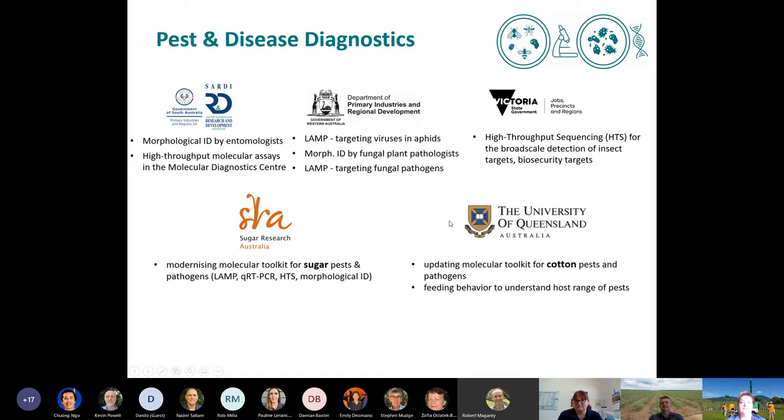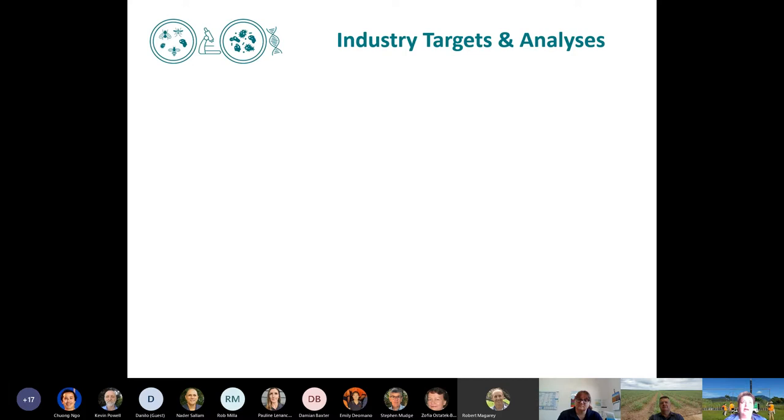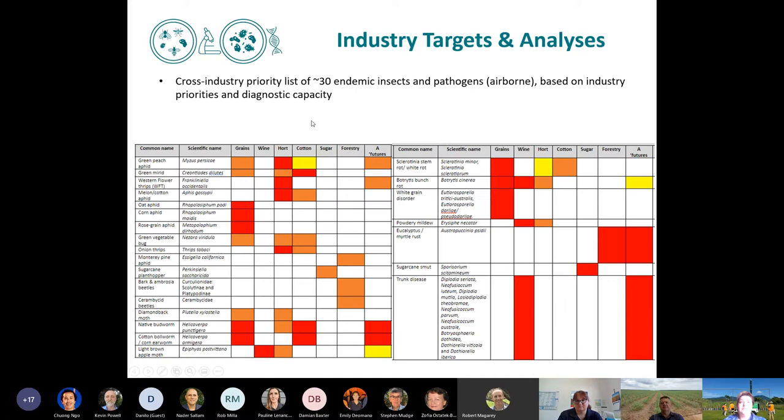So AusVeg, in the beginning of the project, wanted to look at all of the different high priority pests and pathogens across the different industries. And while there are some synergies across some of the industries, some industries have quite unique pathogen and pest issues. So we developed a list of about, it fluctuates depending on the site, but it's about 30 endemic insects and pathogens. And these are all airborne because our traps are capturing airborne targets. And we consulted with various industries and state and federal governments.